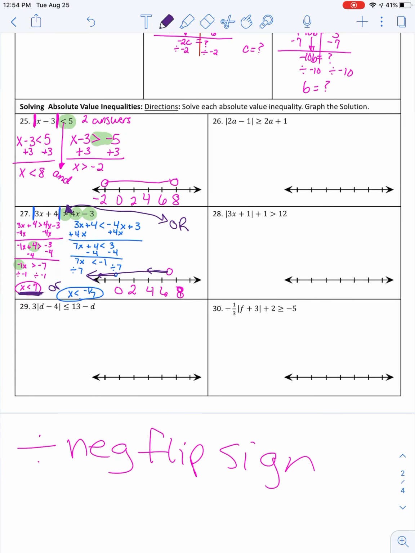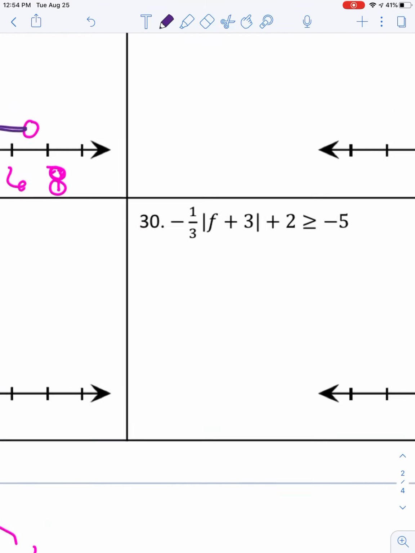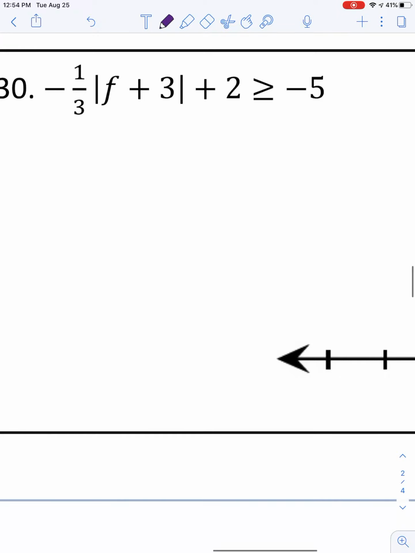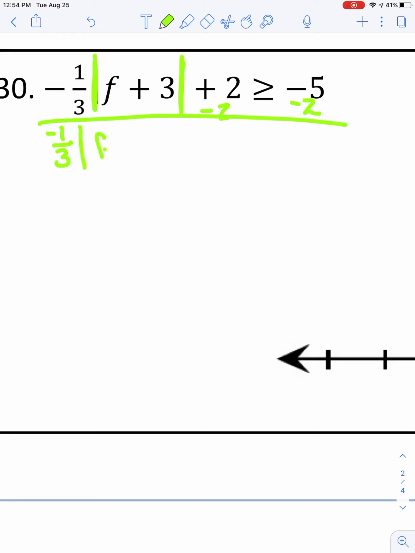All right. I am going to encourage you to do the rest on your own. I don't think any other tricks are going to, number 30, let me get you set up. Little trick on 30, okay? So the first thing on 30 that I think is super sneaky, you're like, it's your notes, are these bars aren't by themselves. Before we separate it, we got a -2 before we even separate. So it's gonna be negative 1/3, absolute value, f plus 3.